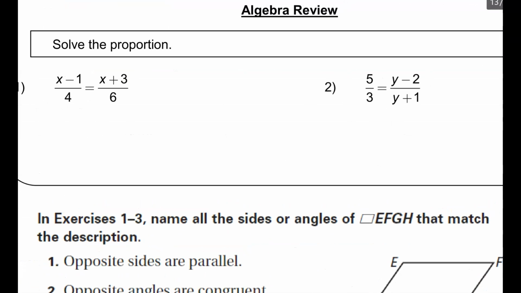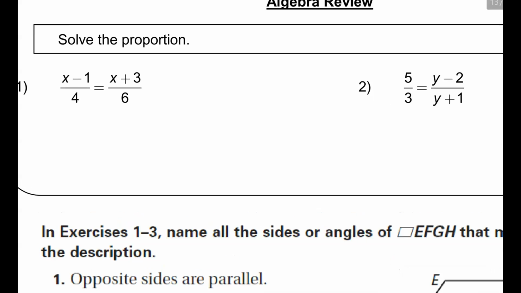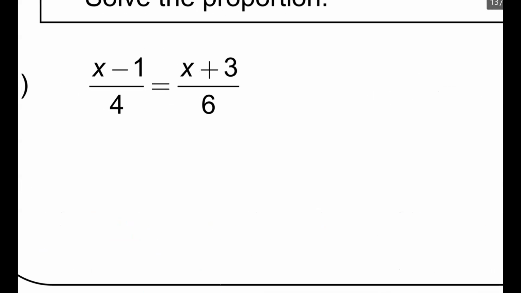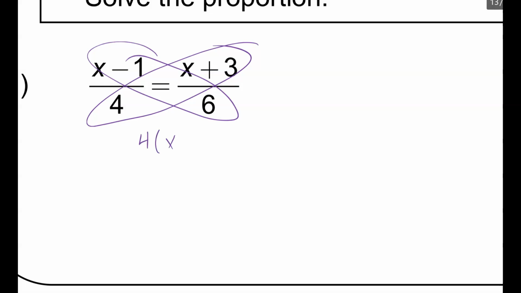Algebra review: solve the proportion. It's very important to use parentheses when you cross multiply. So we have 4 times (x plus 3) equals 6 times (x minus 1). Distribute this out, the 4 and the 6.